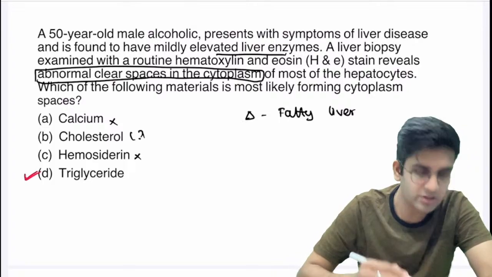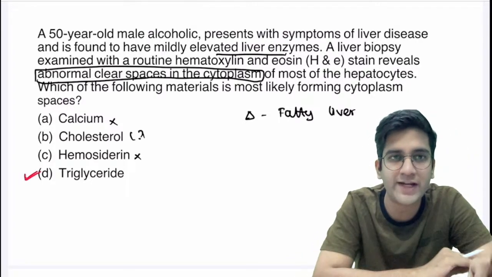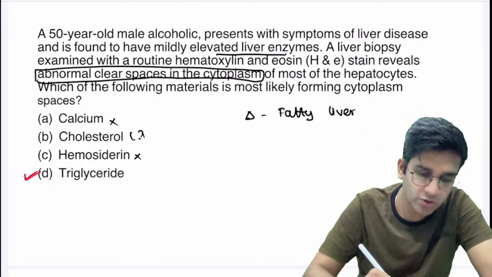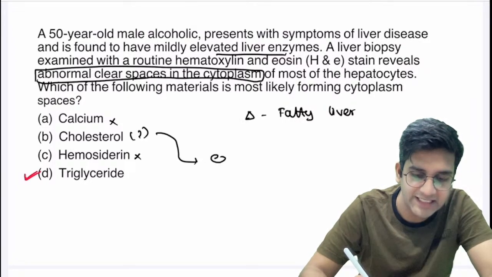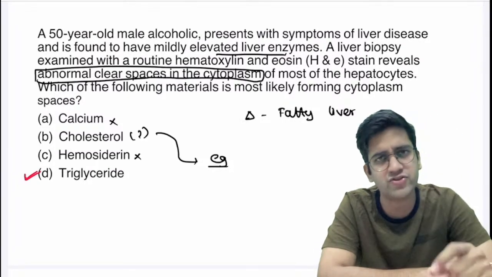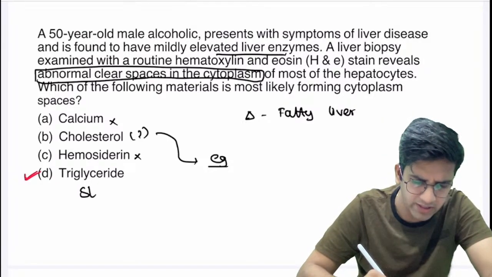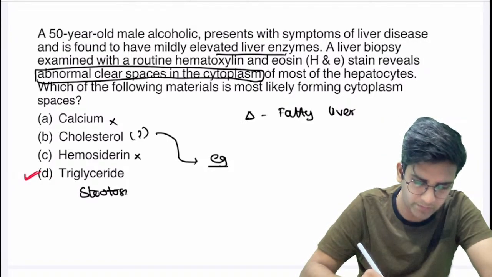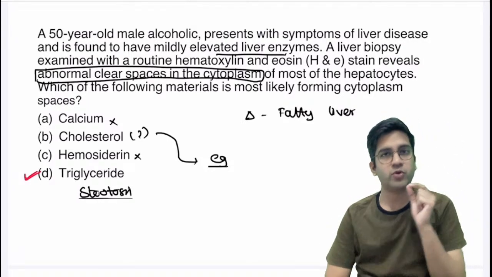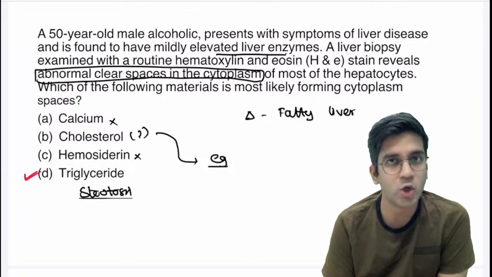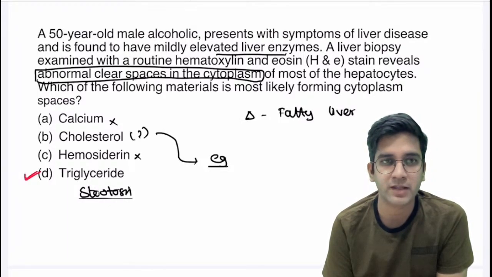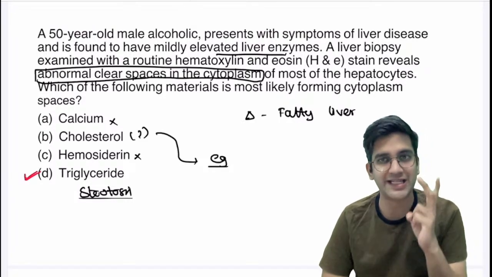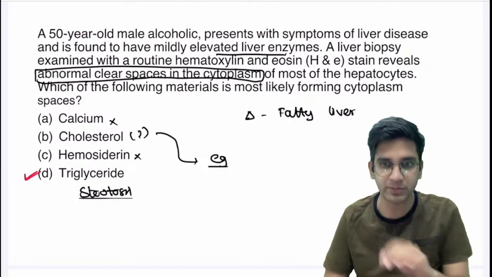I am not denying that at all. Triglycerides is the right answer. Why not cholesterol? Because cholesterol accumulation does not happen in the liver. Steatosis is purely by triglycerides and not cholesterol. Can you give any examples of cholesterol accumulation? Option D is the right answer, but for B, any examples? I want you to remember at least 2 classical examples of cholesterol accumulation that can come in an exam.